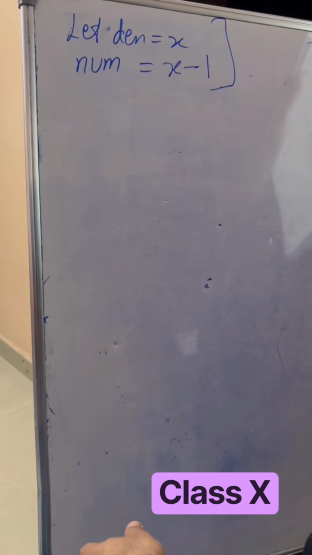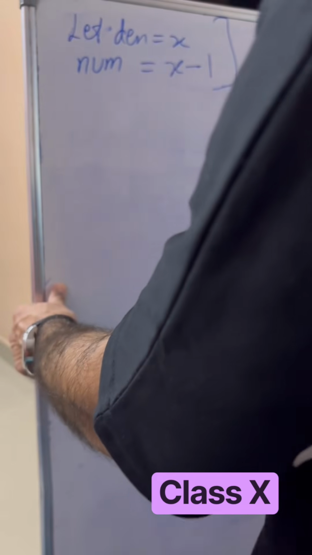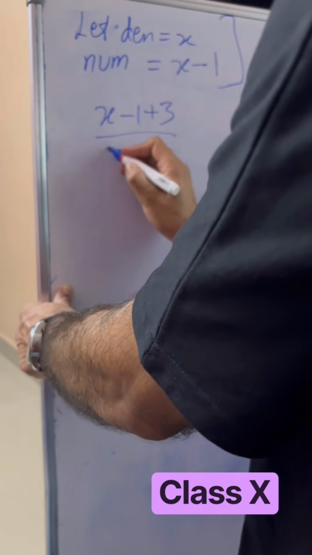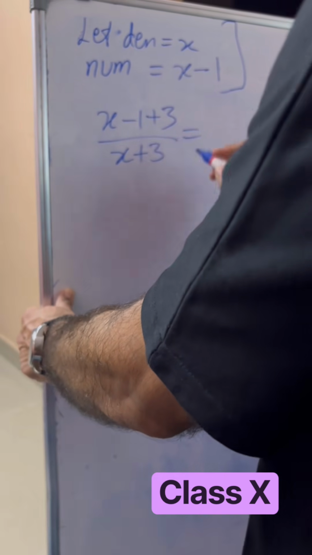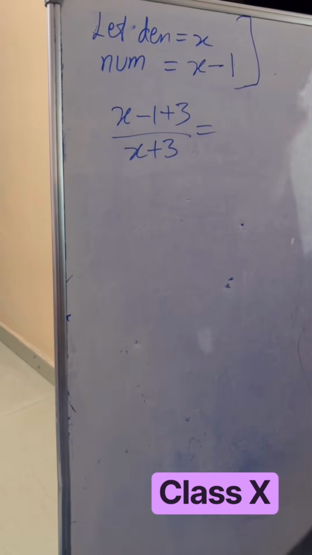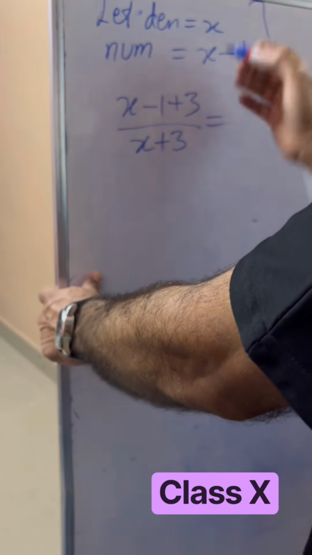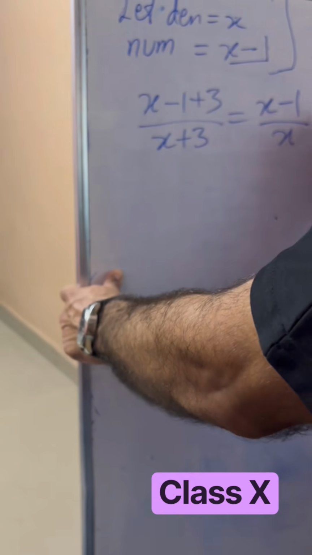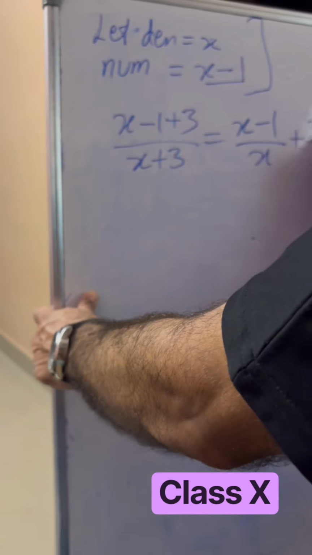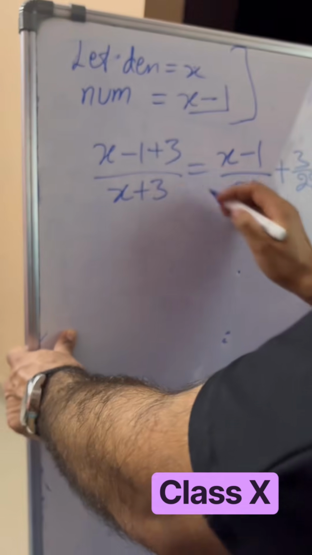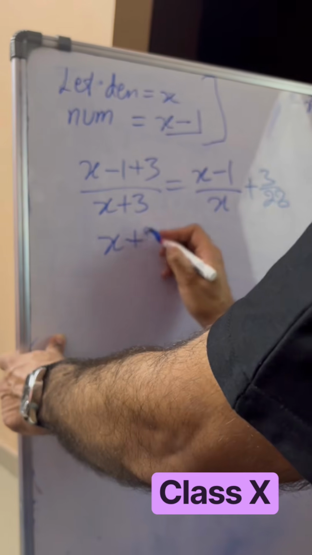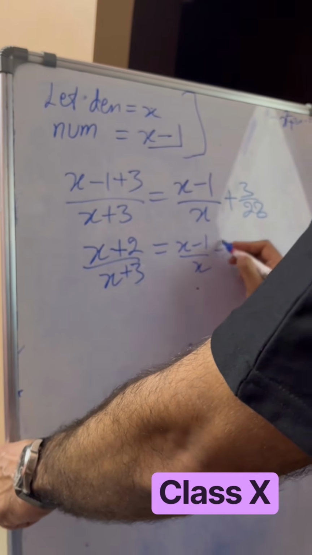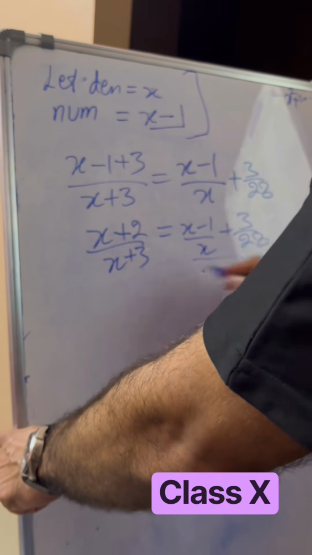And now form the equation. 3 is added to each of the numerator and denominator. So that means x minus 1 plus 3, and the denominator is also increased by 3. Then the previous fraction is increased by 3 upon 28. So what was the previous fraction? x minus 1 upon x, in which there is no increase. It gets increased by 3 upon 28. So we will simply write x plus 2 upon x plus 3 is equal to x minus 1 upon x, plus 3 upon 28.